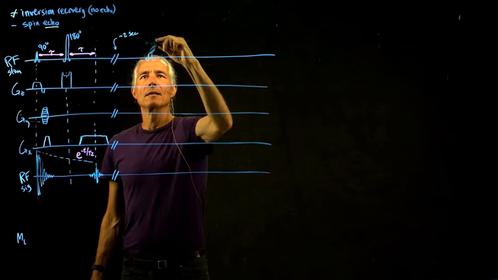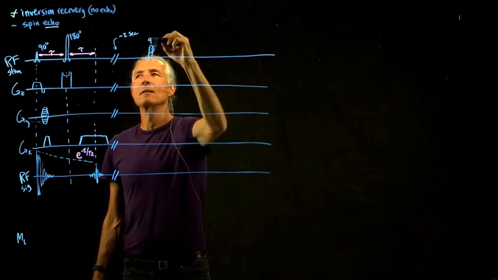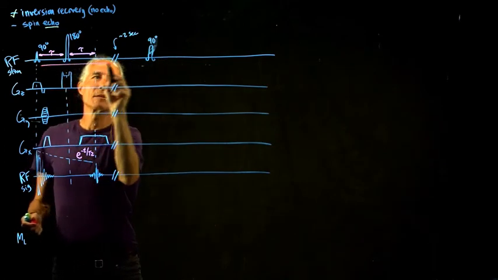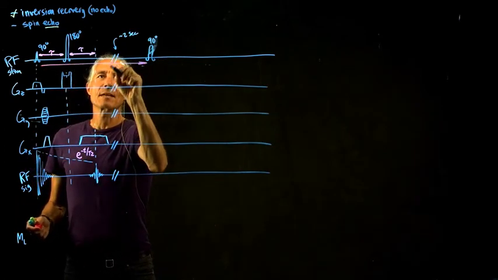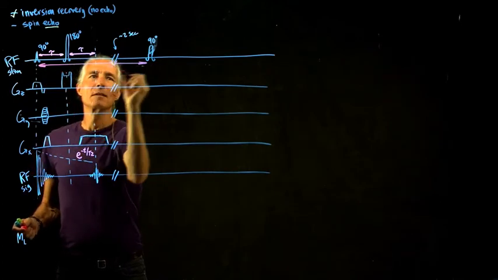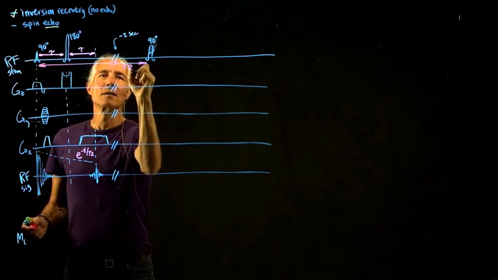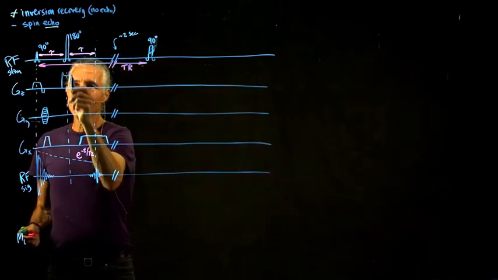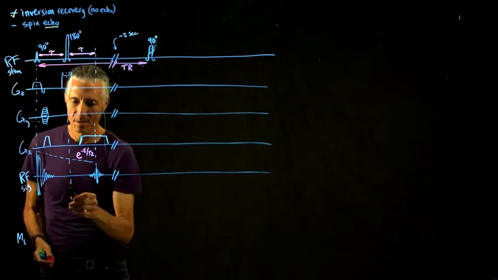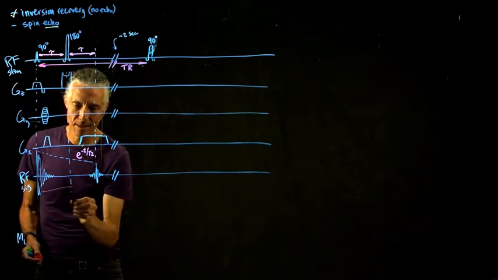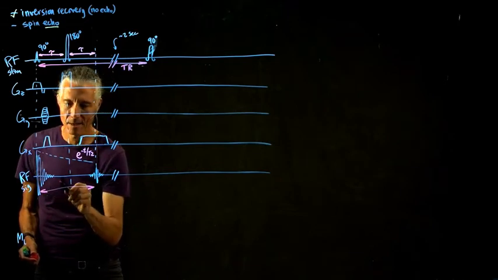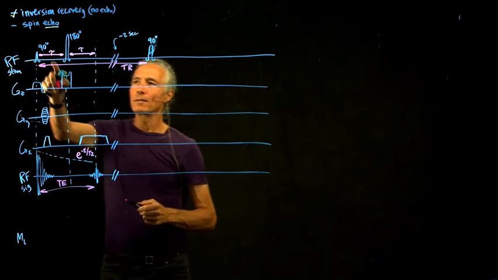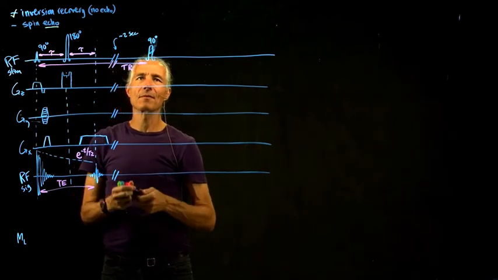There should be a gap in that guy too. That will define our TR. So what is the TE? So the TE will be 2 times tau, right? So this thing here is the TE. That's equal to 2 times that tau time delay.